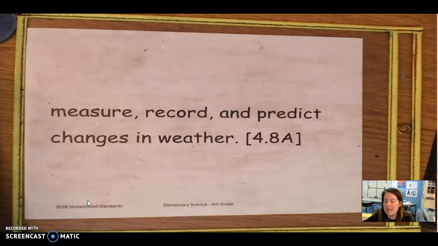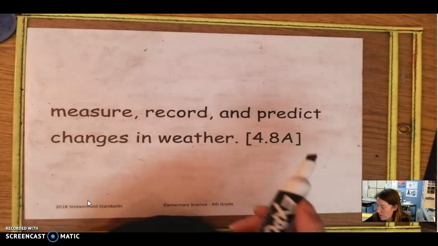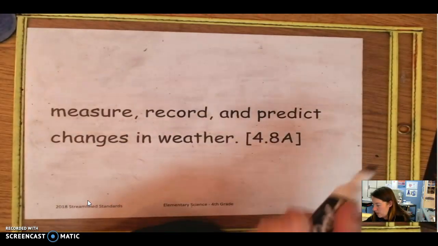Scientists, we have a new TEK to look at today, so let's take a look. We are looking at 4.8A this week. It's all about weather, specifically how to measure, record, and predict changes in weather.